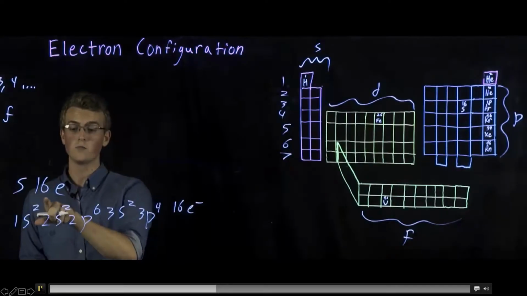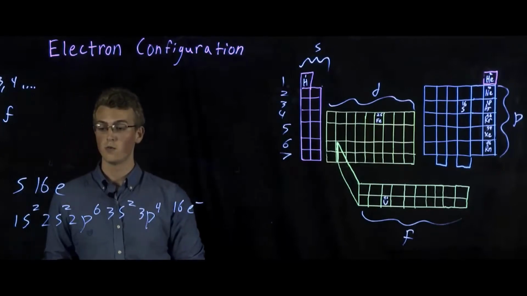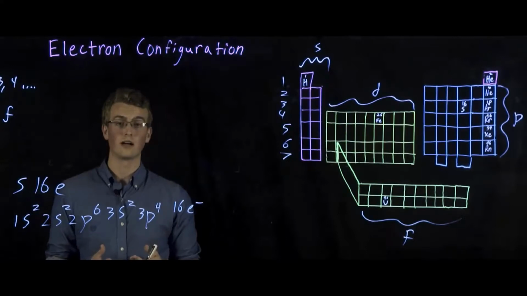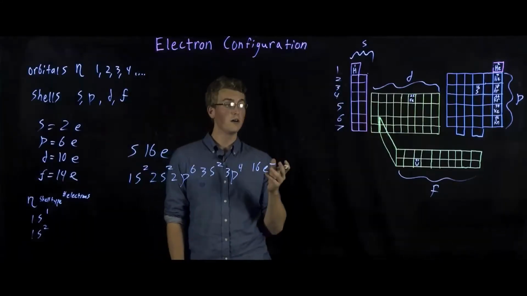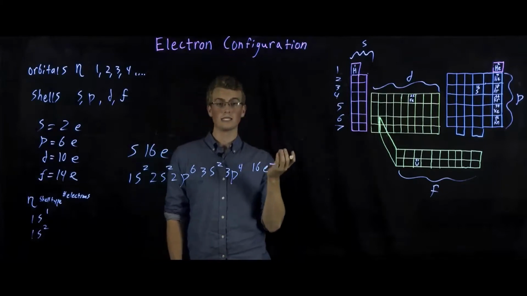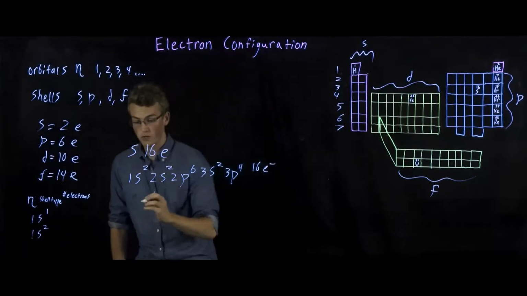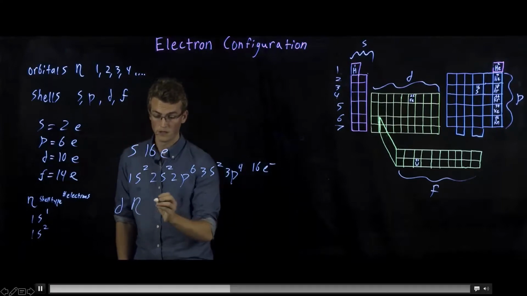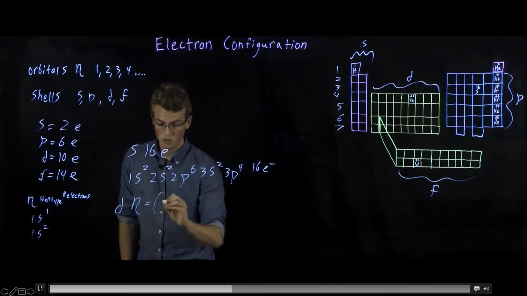That you have actually written the correct electron configuration for your element. So now we'll talk about the D block and the F block. To get the principal quantum number of the D block and the F block shell, you can't use the row of the periodic table. It's not the same. So when you're using the D shell, the principal quantum number is equal to the row.